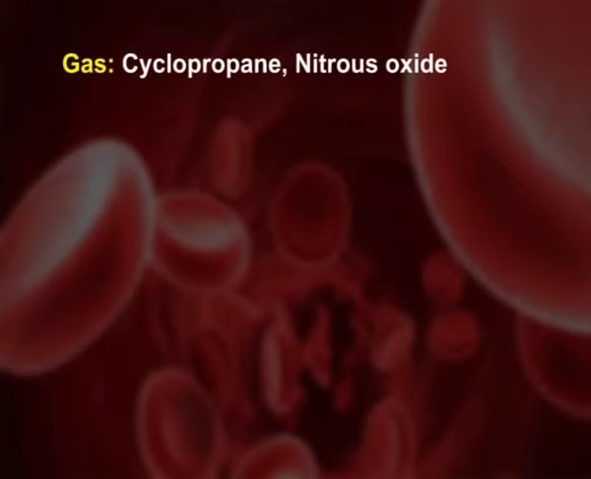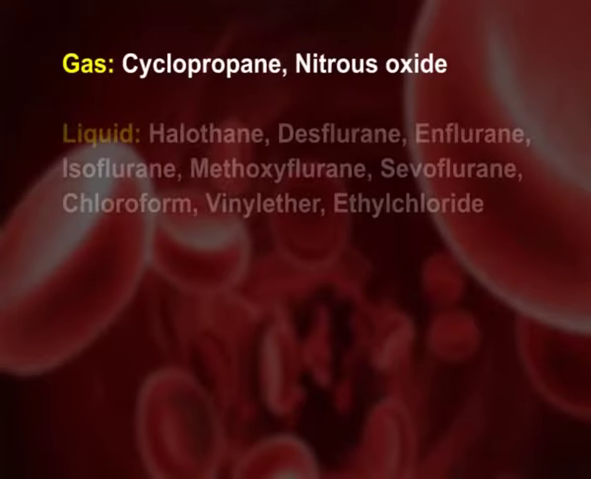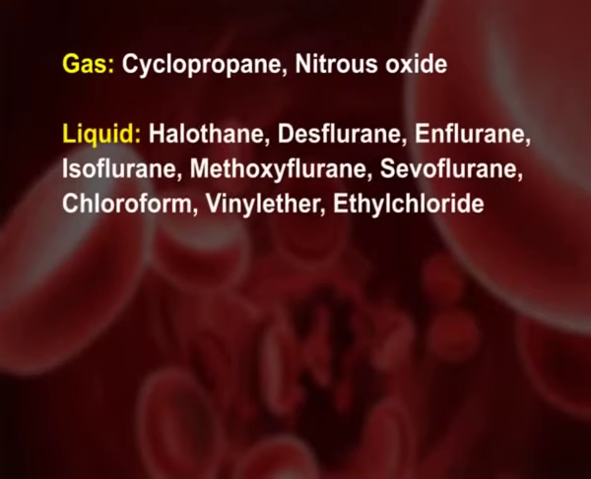They are mainly categorized into two categories. The first category is gaseous inhalation anesthetic agents. Examples are cyclopropane and nitrous oxide. The second subcategory is liquid inhalation anesthetic agents. Examples are halothane, desflurane, enflurane, isoflurane, methoxyflurane, sevoflurane and chloroform, as well as vinyl ether and ethyl chloride.